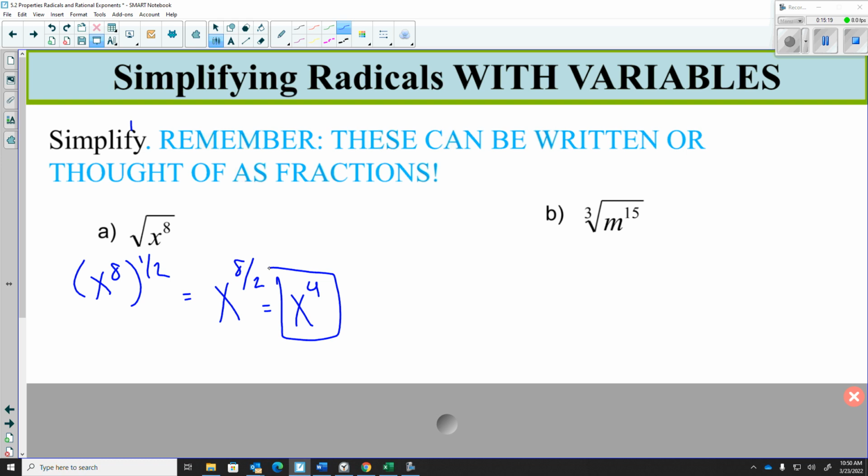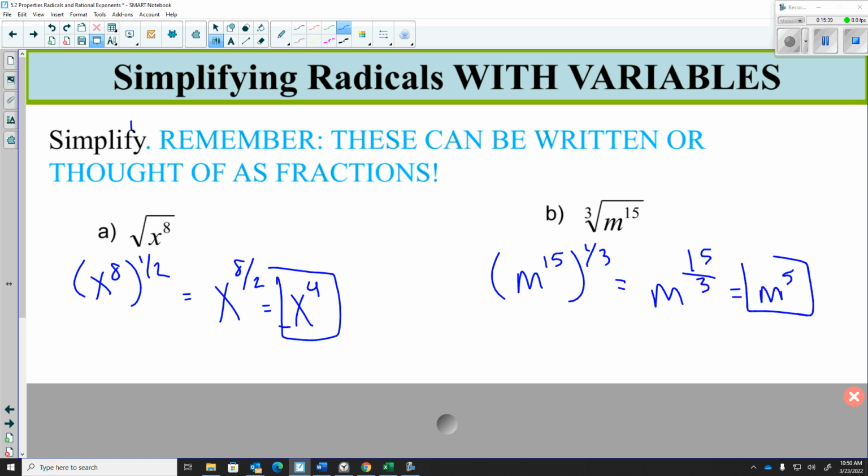You can also do that over here. I know this one's a little bit different. It's a cube root. We can think of m to the 15th raised to the 1/3. Power to a power means multiply. So that's m to the 15/3, which is m to the 5th power. You guys tracking with this?